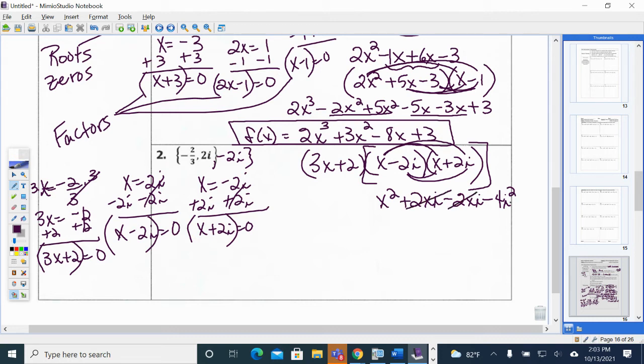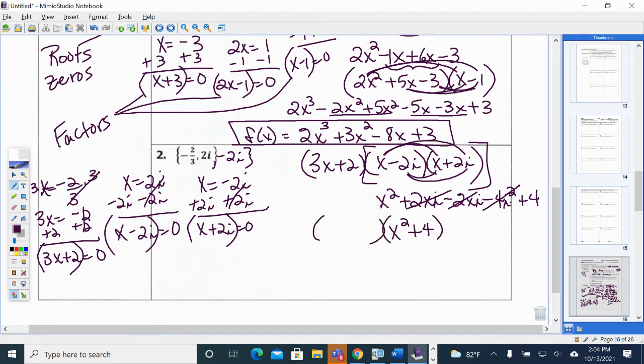But negative 4i squared is going to simplify. i squared is negative 1. Negative 1 times negative 4 is a positive 4. So that last term changes from negative 4i squared to plus 4 because of the i squared. So this is going to simplify to x squared plus 4.